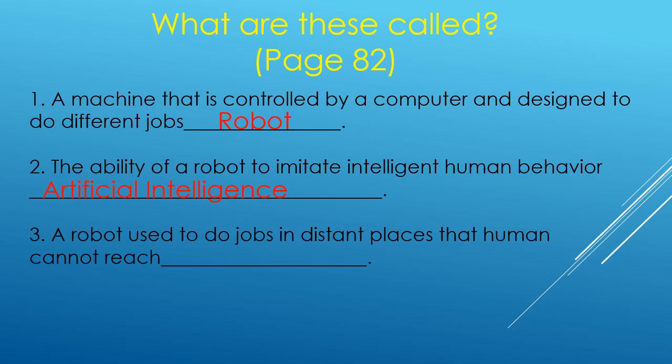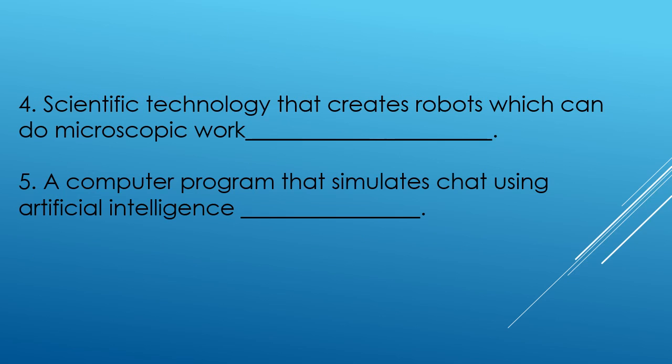Third is a robot used to do jobs in distant places that humans cannot reach. You will write tele-robot here. Dear students, number 4 is the scientific technology that creates robots which can do microscopic work. You will write nanotechnology here. Number 5 is a computer program that simulates chat using artificial intelligence. You will write chatbot here. You will fill in the exercise given on page number 82 accordingly.